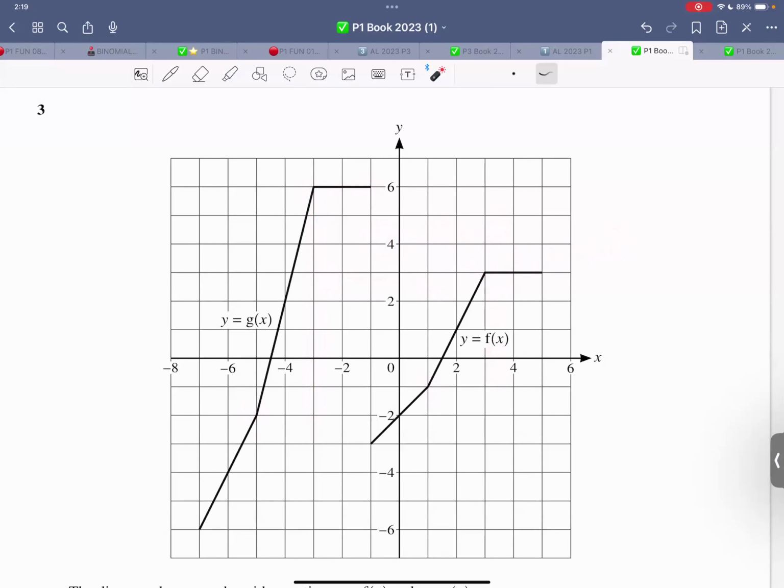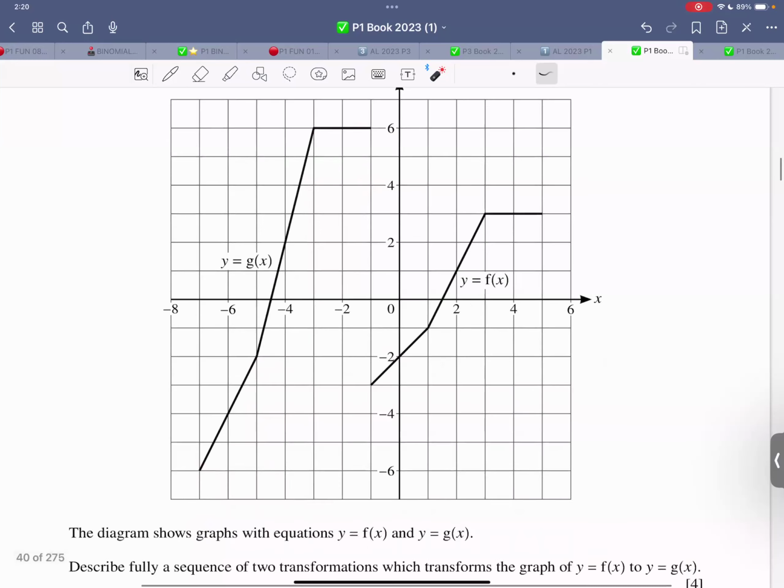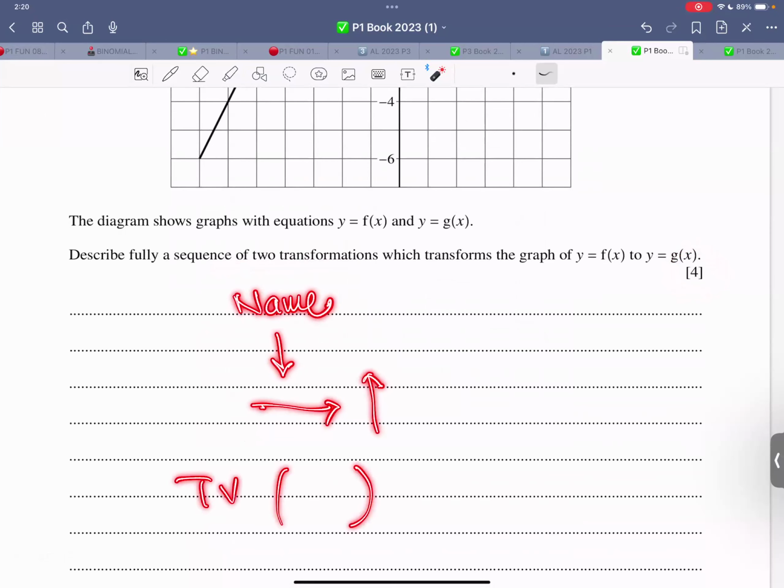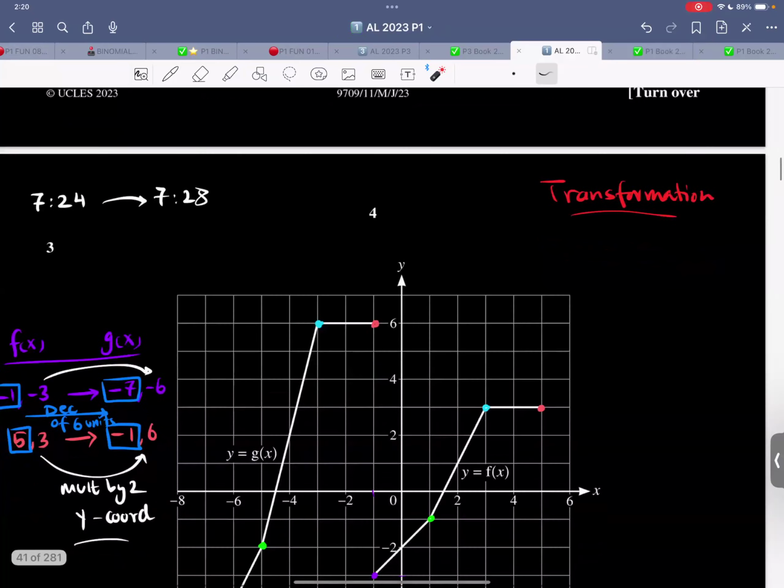Once you have determined the basic idea, now what needs to be done? You should play with this point, with this point, with this point, with this point. I think 2 are more than enough. And then based upon that, for 4 marks, you will write a full sequence of transformation. The name of the transformation, and what is the direction, and if there is a translation vector, write it down. Let's look at the solution.